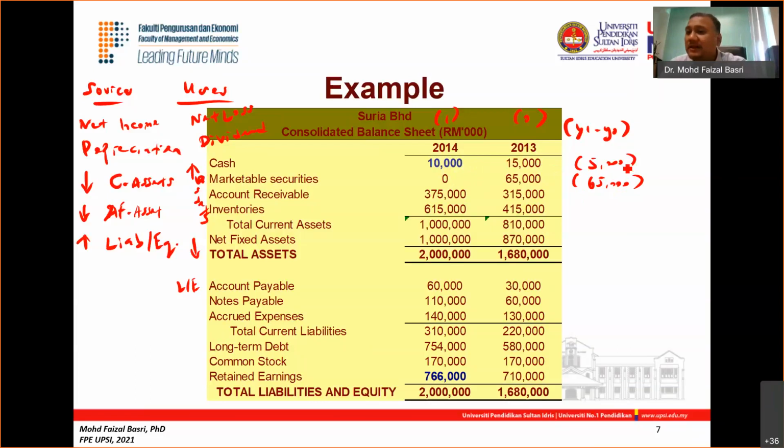In order to get these values, we minus the current versus the previous year. So 375 minus 315 is 60,000. And this is a positive value.